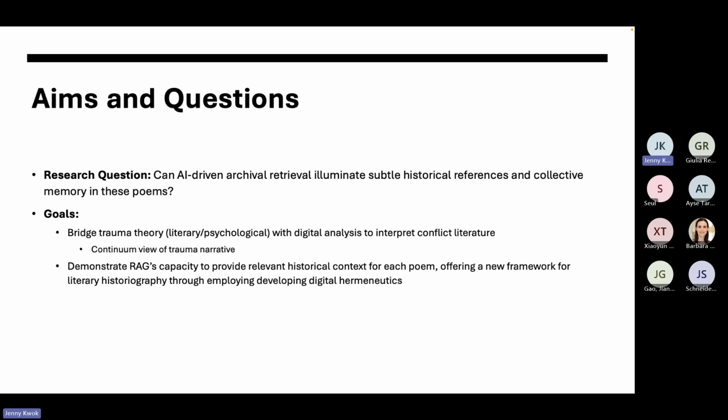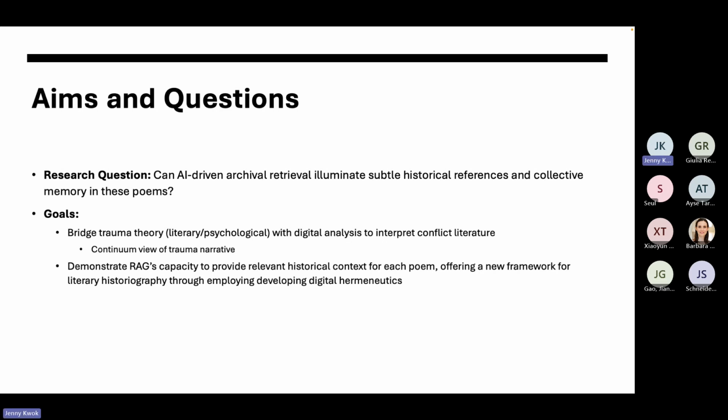And also, I would like to showcase, as a proof of concept, how RAG can provide relevant historical context to illuminate the understanding and contextualized reading of poems, and helping us really rethink the whole literary historiography that we are depicting.